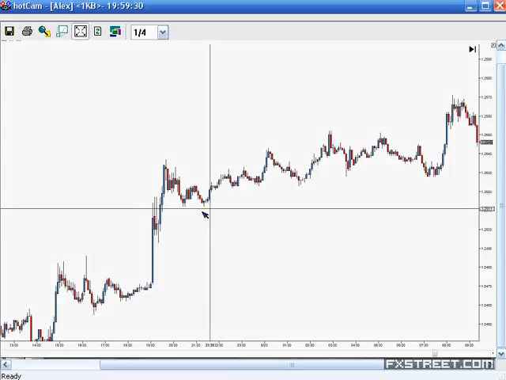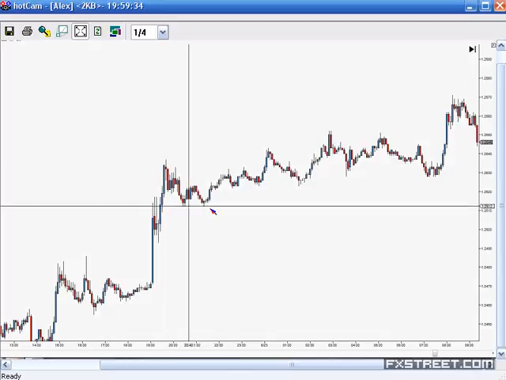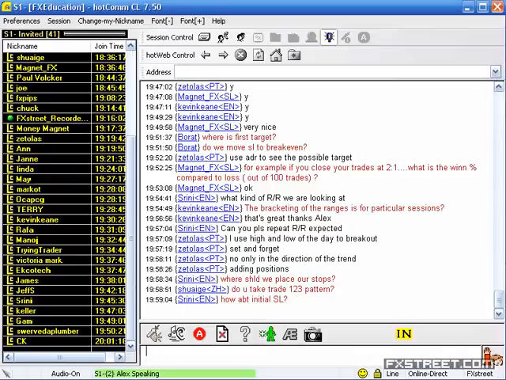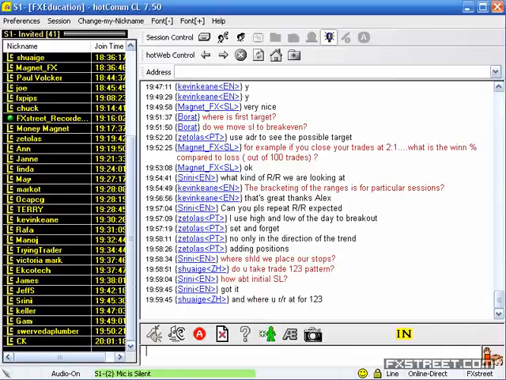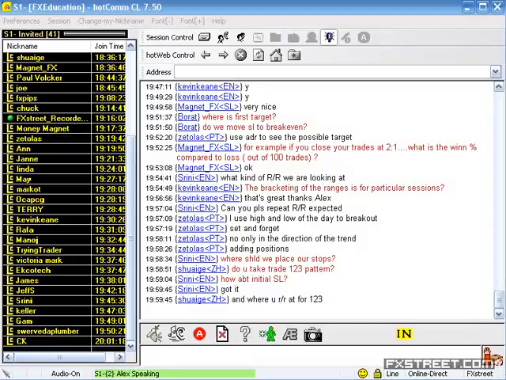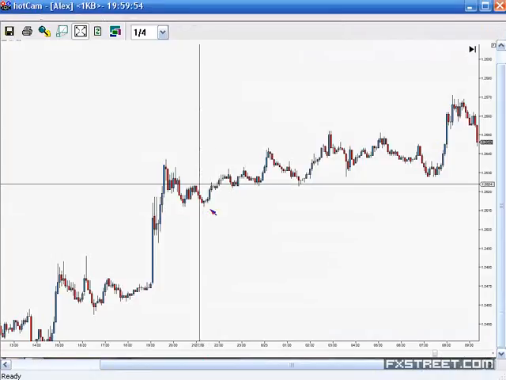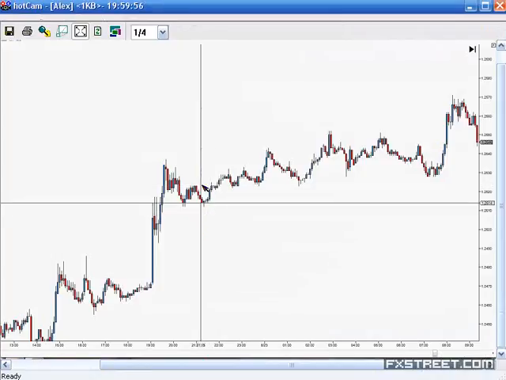Srini, the initial stop loss is behind the swing. Does that make sense, Srini? Your initial stop loss is behind the swing. That there. Also behind the swing. Excellent. And where's your risk reward at 1-2-3? I don't follow that.